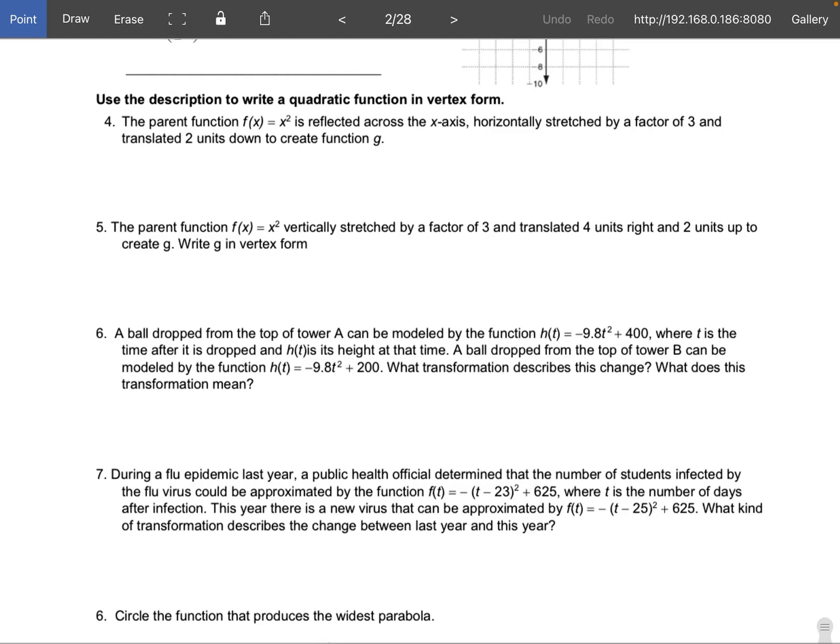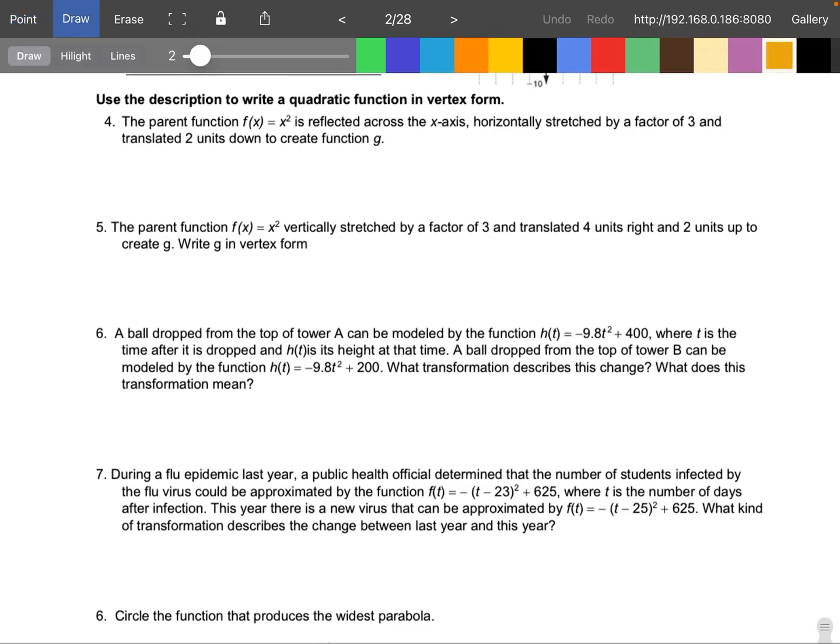Transformations of quadratic functions. For number 4, it says the parent function x squared is reflected across the x-axis. That's the first thing they told us to do. They want us to horizontally stretch it by a factor of 3. And lastly, they want you to translate it 2 units down to create the function g of x. So let's now break this down one by one.